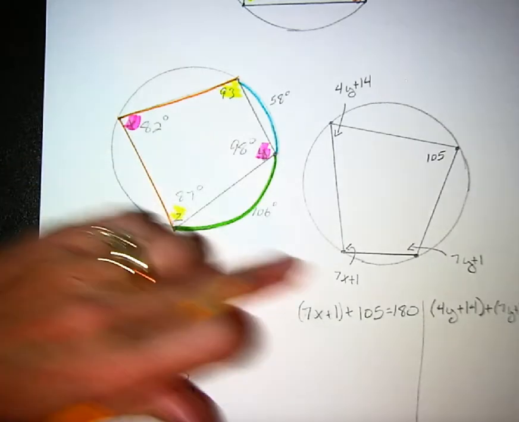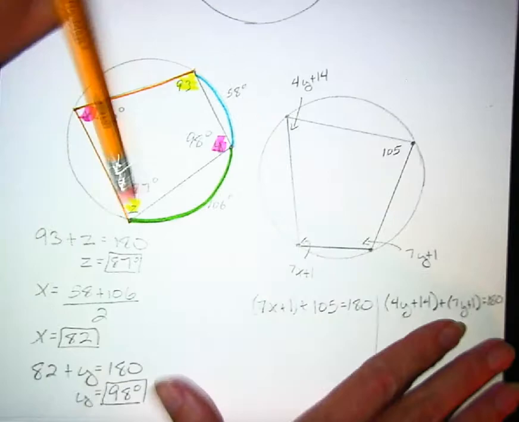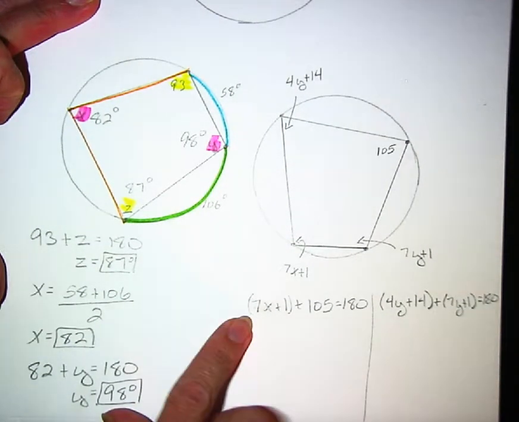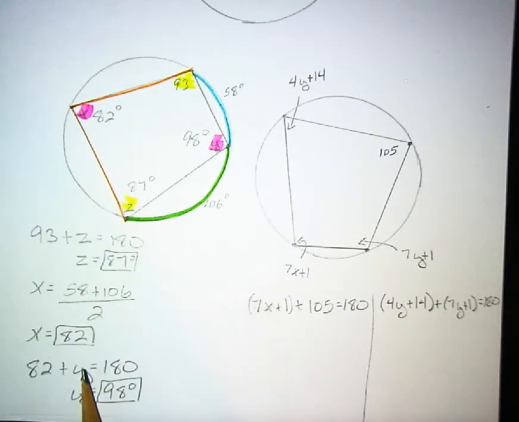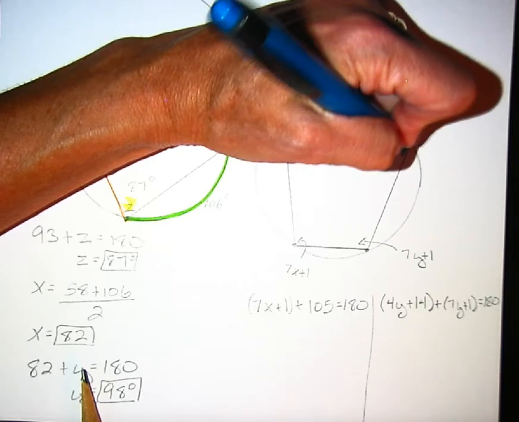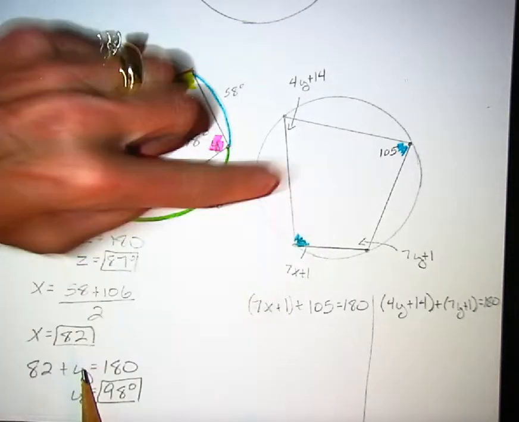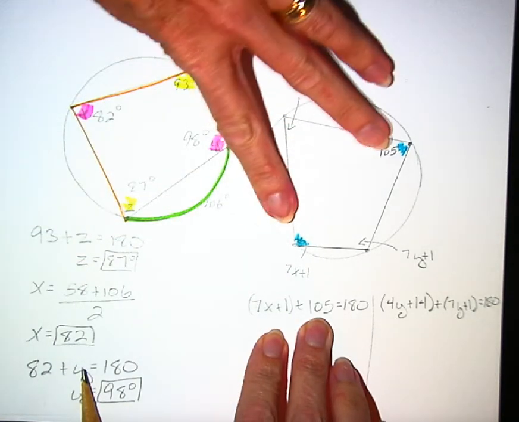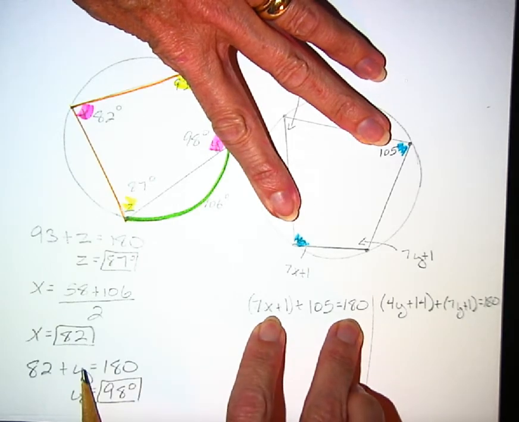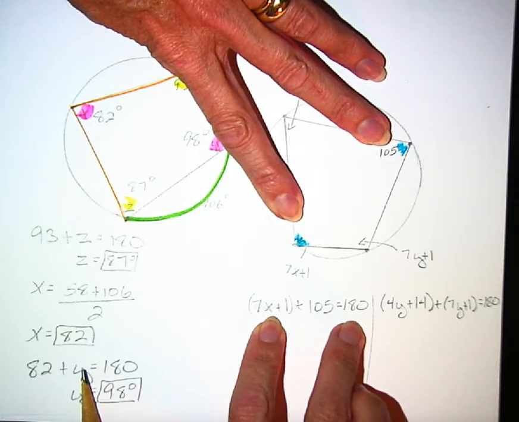Okay, now let's look at this one. This one's a little bit more complicated, and I'm probably not going to walk you through the whole thing, but I'll explain how to do it. The first thing we need to know is that this angle right here and this angle right here are supplementary. So what I did first was set those two equal to 180: 7x plus 1 plus the 105 equals 180. Then all you have to do is do the math to solve it.